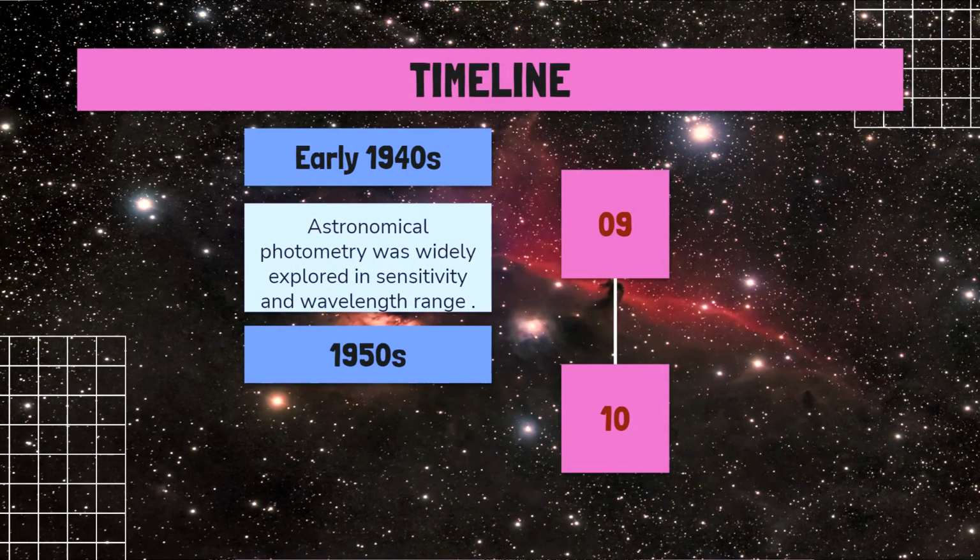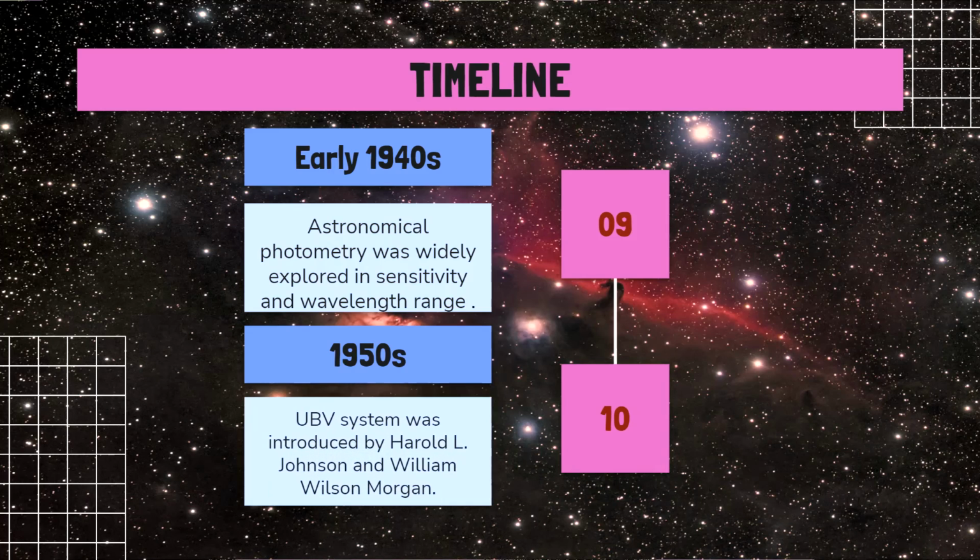In the early 1940s, astronomical photometry was widely explored in sensitivity and wavelength range, and in the 1950s, the UBV system was introduced by Harold L. Johnson and William Wilson Morgan.